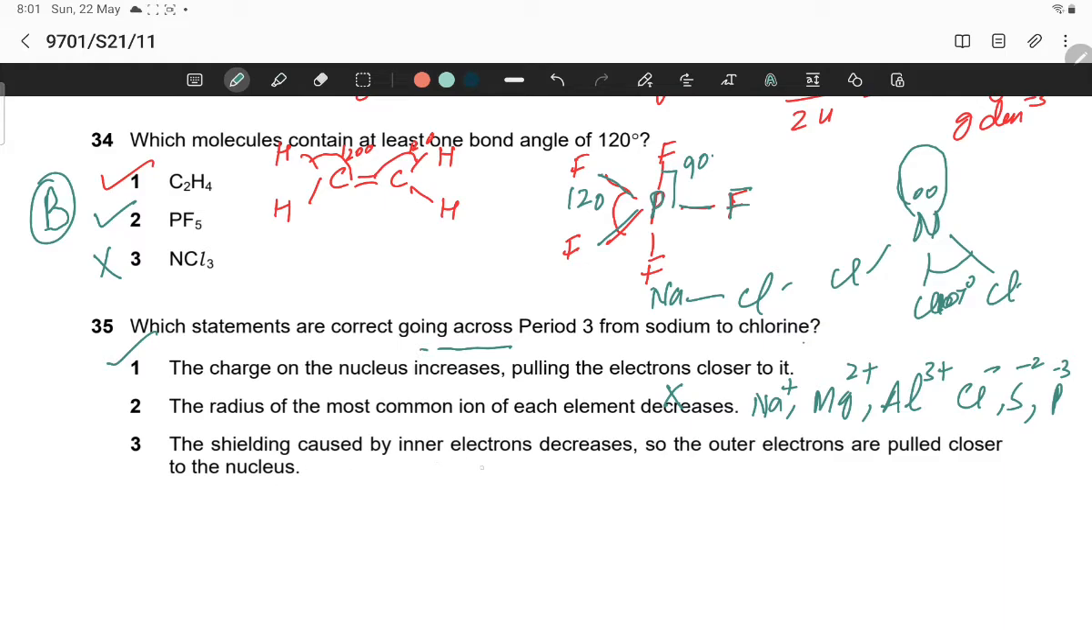The shielding caused by inner electrons decreases, so the outer electrons are pulled closer to the nucleus. Because sodium to chlorine is in the same period, the shielding caused by inner electrons does not decrease or increase. So the shielding effect remains the same across the period, so this is also incorrect. So if one statement is correct, the option is D.